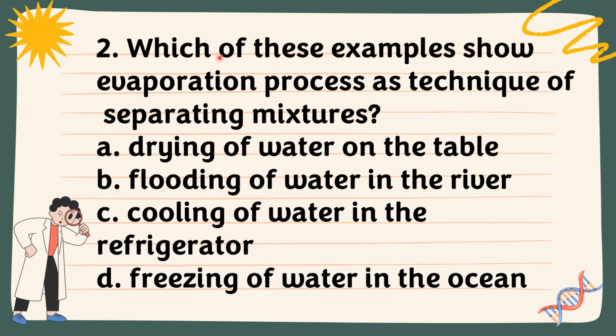Number 2, which of these examples show evaporation process as technique of separating mixtures? A. Drying of water on the table. B. Flooding of water in the river. C. Cooling of water in the refrigerator. Or D. Freezing of water in the ocean. The correct answer is letter A. Drying of water on the table.